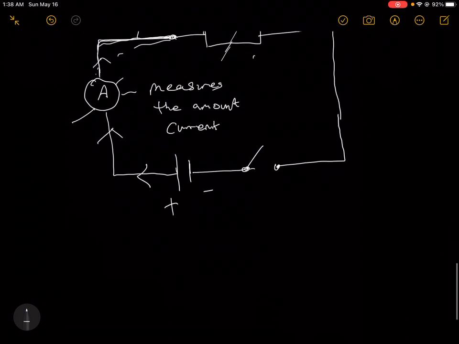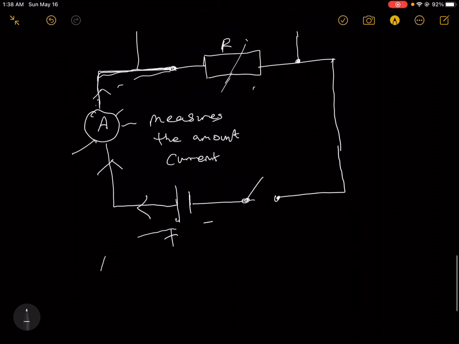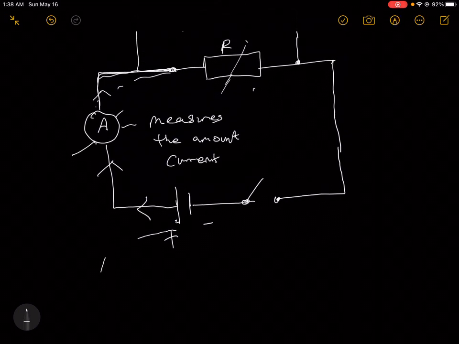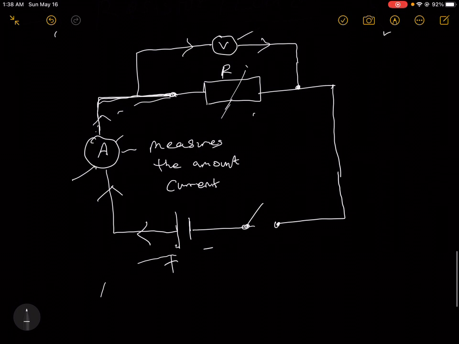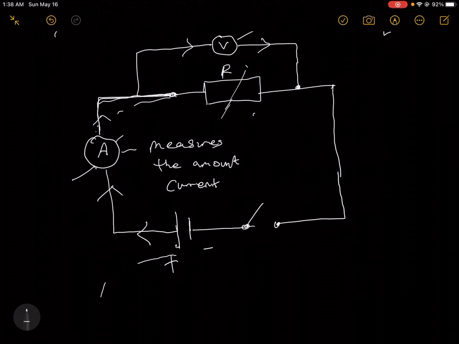Why we connect our ammeter this way is because when current is being supplied from our battery, we need to measure the current directly right before going into our load. Now, why do we measure the voltage this way? Because we need to know the voltage that is being consumed by our device. So that's why the voltmeter is connected in parallel.